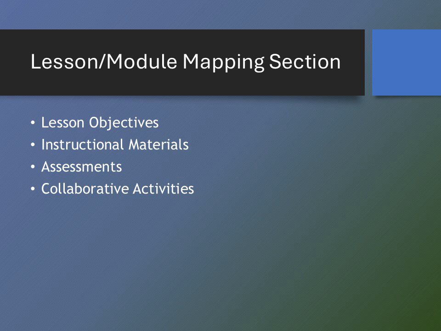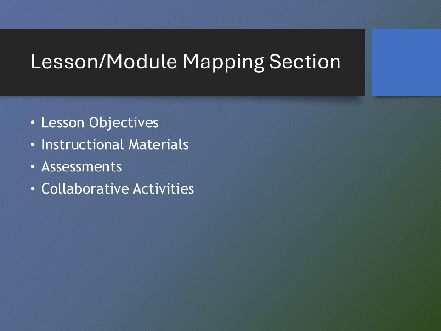Now, we'll move on to the lesson module mapping section. This is the largest part of the course map and will include all of your lesson objectives, materials, assessments, and activities. It's broken down into 18 sections, each corresponding to a lesson or module.